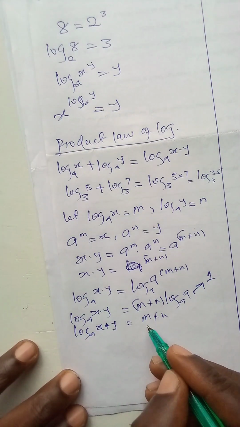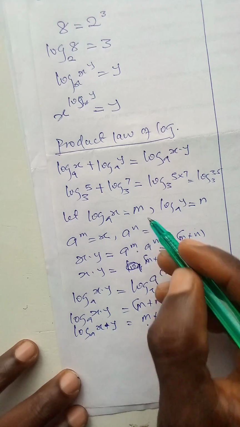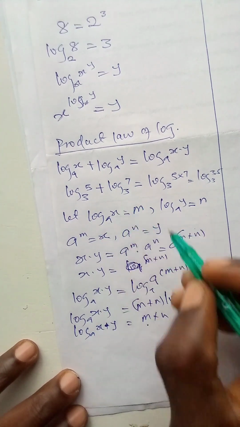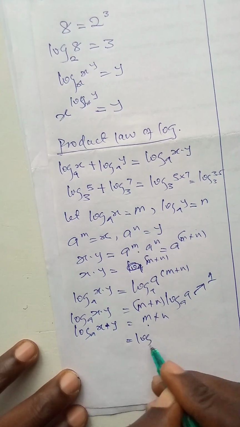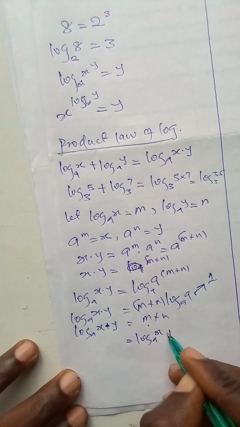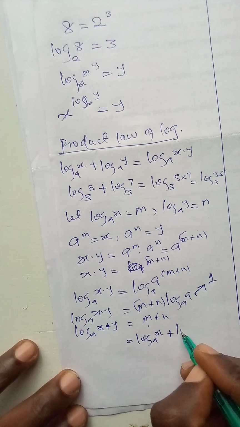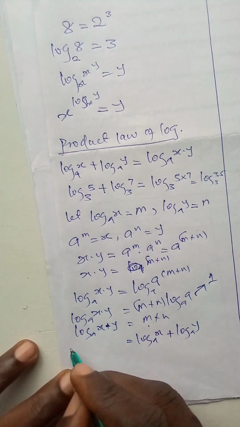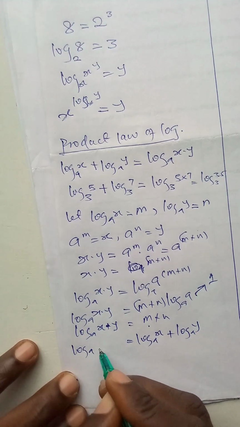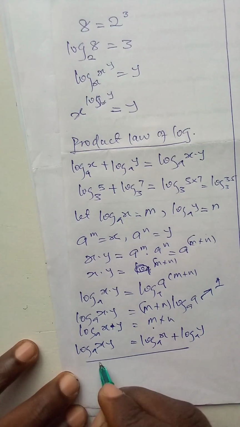Now, let's remember that m is log to base a of x, so we'll write log to base a of x. And also n is log to base a of y. So we have log to base a of x plus log to base a of y equals log to base a of x times y.